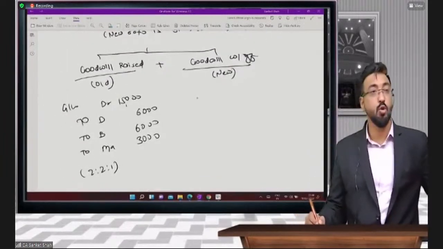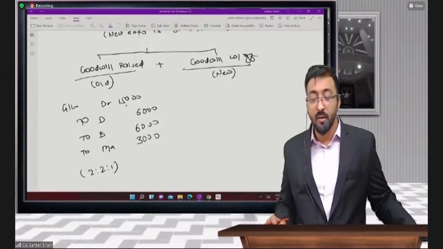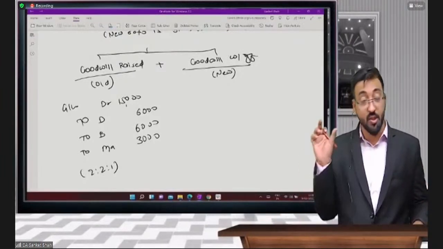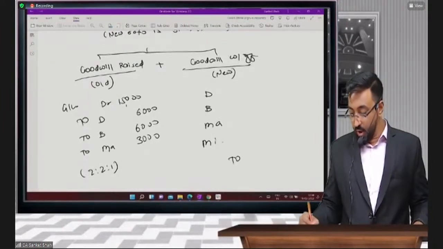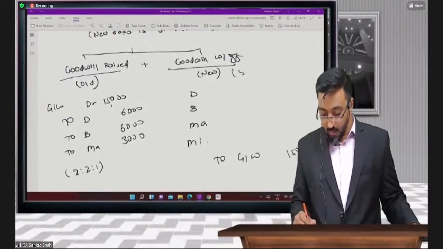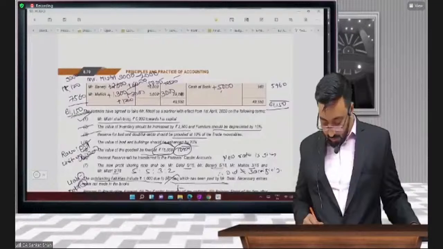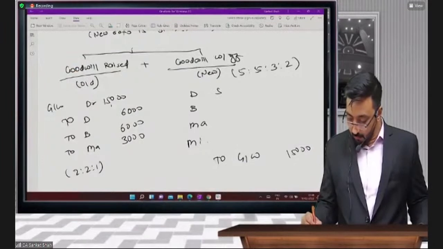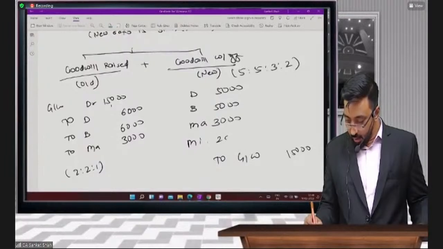And goodwill written off. So those students who want to understand it logically, you go by total approach, or you may go by the other approach. Written off in new ratio. So Dalal, Banerjee, Malik, Mistry to goodwill. What is new ratio, beta? 5:5:3:2. So 15,000 becomes 5,000, 5,000, 3,000 and 2,000.